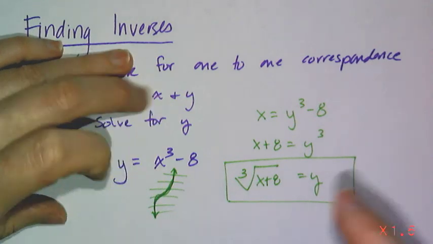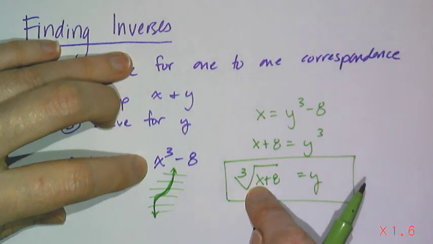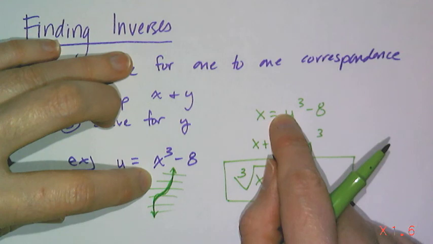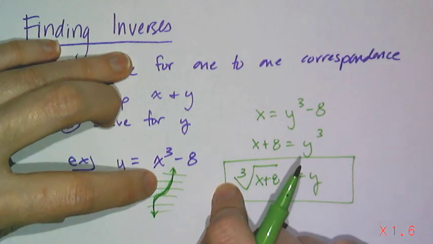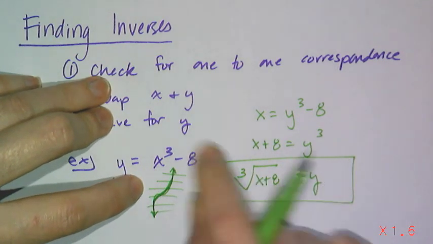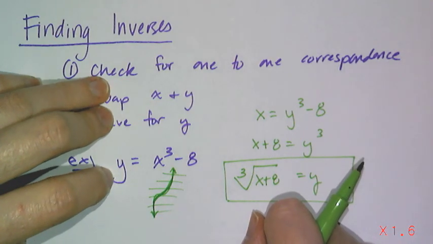And if I want to test it, I can graph those two together to make sure that the reflection through y equals x is the other graph, or I can compose them and put this function back in there to verify that it does give me the inverse.